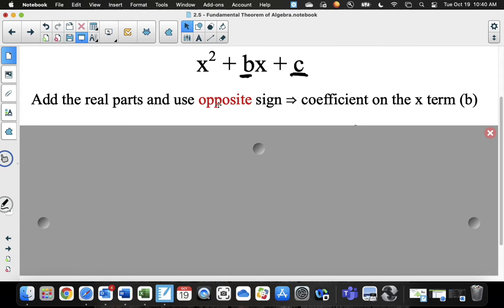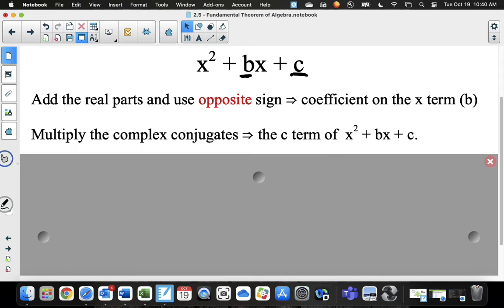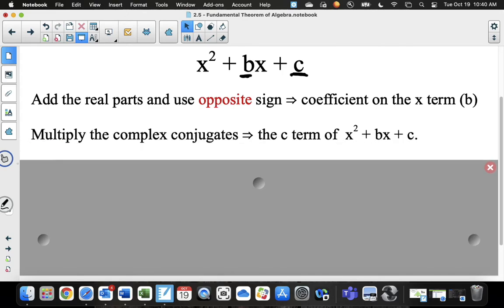Okay. And again, I've got an example coming up here in just a second. You'll see. Add the real parts together and use the opposite sign gives you b. And if you just multiply the complex conjugates out, like we've been doing on a couple of different examples, it gives you the c value. Multiply to c and add to b, just like when you factor. Only difference is we have to use the opposite sign. And like I said, I'll give you an example here in a second.